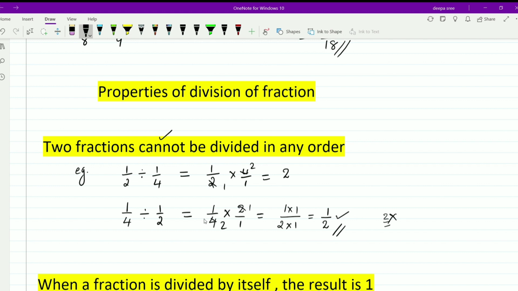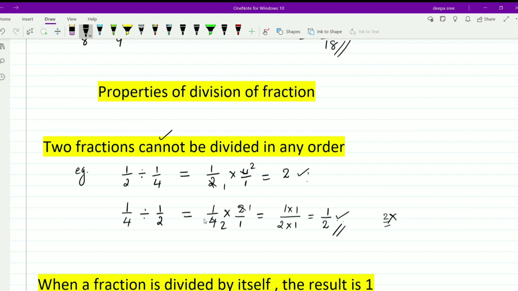So now we can check the first answer and second answer. Are they equal? They are not equal. Here it is 2 and here it is 1 by 2. So those answers are not equal. Therefore, fractions cannot be divided in any order. Multiplication we studied. We can multiply fractions in any order. We will get the same correct answer.